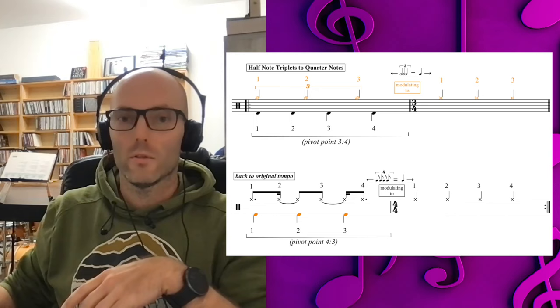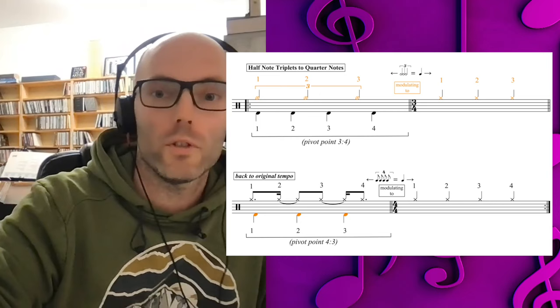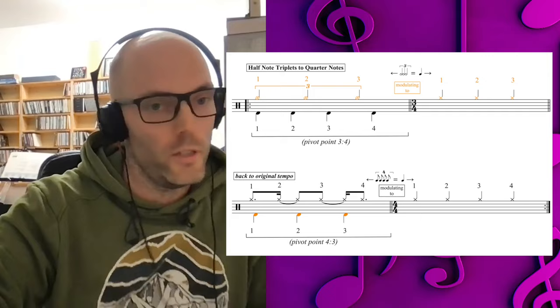To get back home to the original tempo, we use dotted 8th notes of the memorized tempo over 3/4 meter, modulating to quarter notes. The polyrhythmic pivot point is 4 over 3. So our tempo was something like this.